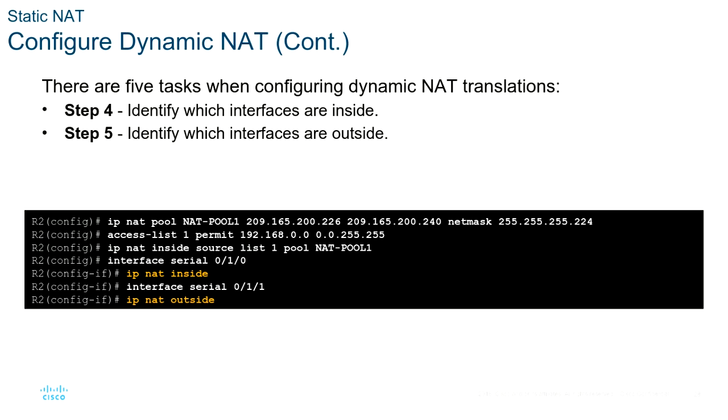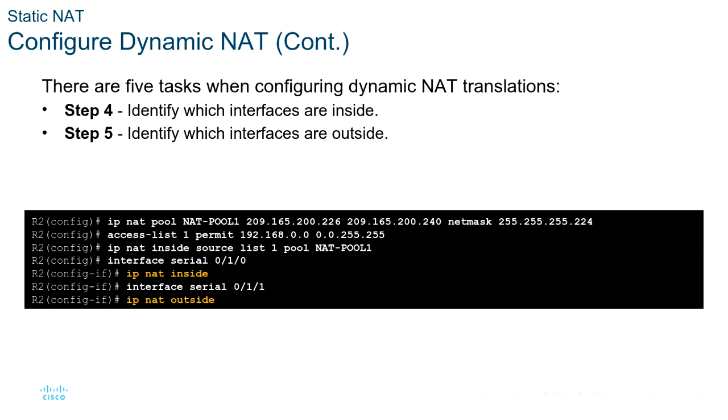Okay, now we're going to go to steps 4 and 5: identify which interfaces are inside and which interfaces are outside. We did this before with static NAT. So we have our first 3 lines from the last slide, and then we need to map the serial 0/1/0 as our inside port and our serial 0/1/1 as our outside port. 10, 20 years ago, the inside port would probably have been Ethernet and the outside port would have been serial.